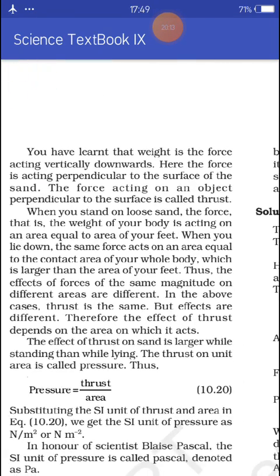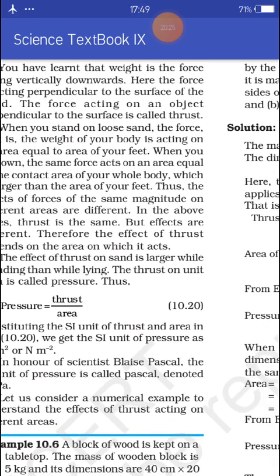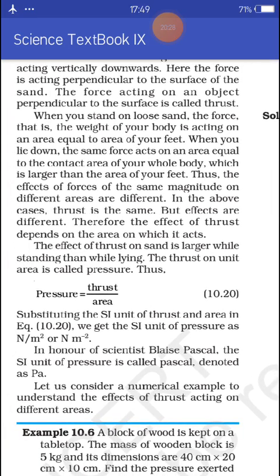You have learned that the weight is the force acting vertically downwards. Here the force is acting perpendicular to the surface of the sand. The force acting on an object perpendicular to the surface is called the thrust. So this is the definition of thrust.